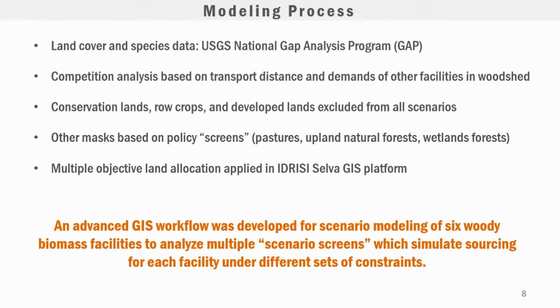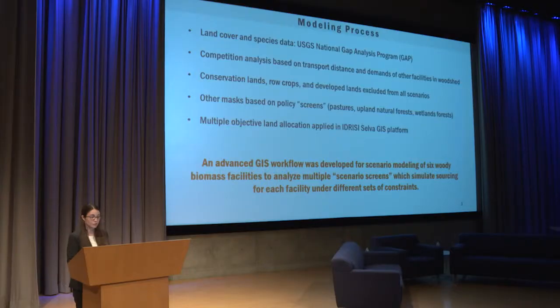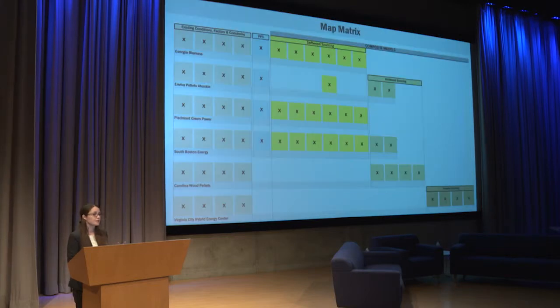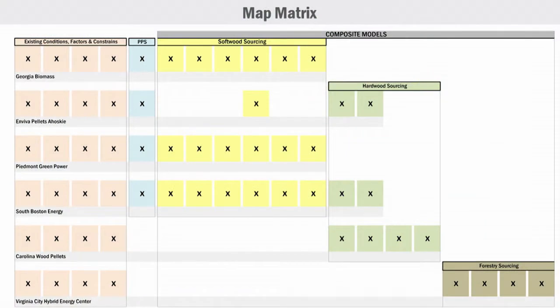So this workflow developed scenario modeling for 6 woody facilities and looked at multiple scenarios, which simulates sourcing for each of these facilities under different sets of constraints. So it seems like it could get kind of complicated if you've got 6 different facilities and you're trying to figure out what's going on. This diagram here was essentially for us to organize how our mapping method would work and translate.